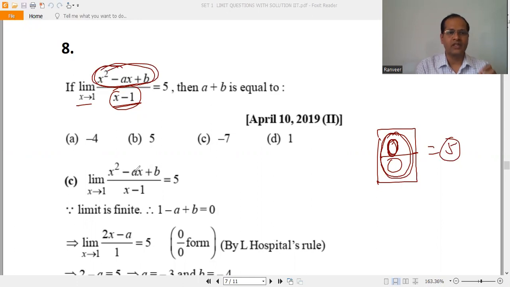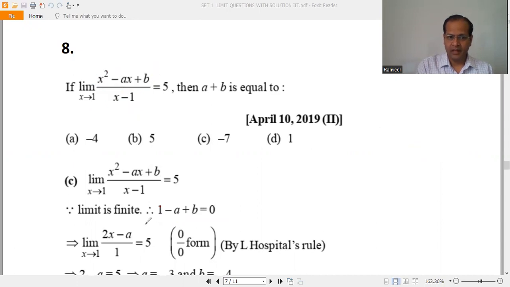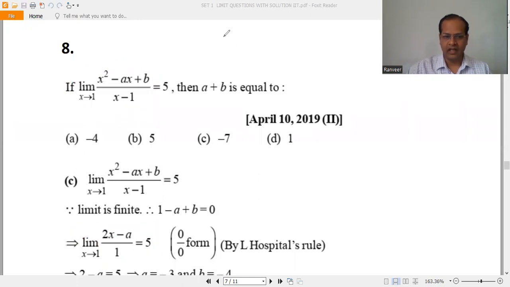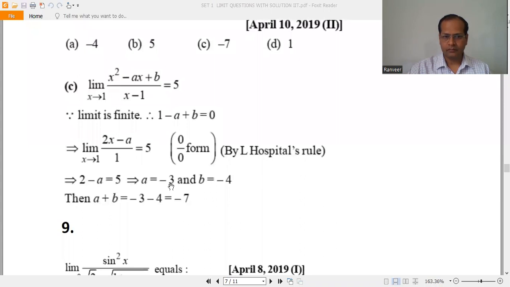Numerator equal to 0 means what? Coefficient of x square is 1, x coefficient is minus a, plus b equal to 0. After that, what do we have to do? Because this is 0 by 0 form, we apply the L'Hopital rule. So 2x minus a divided by 1 equals 5. After that, just substitute the value here. This is 2 minus a equals 5, and a equals minus 3.